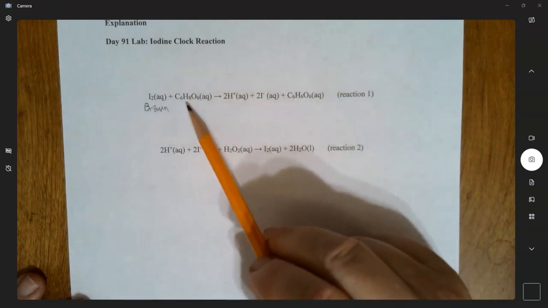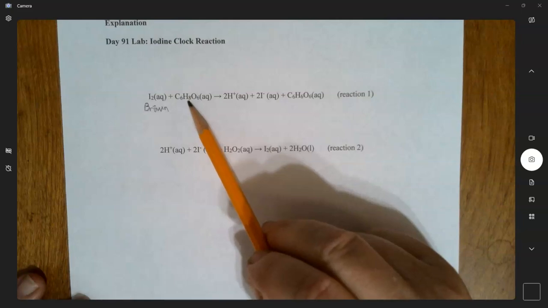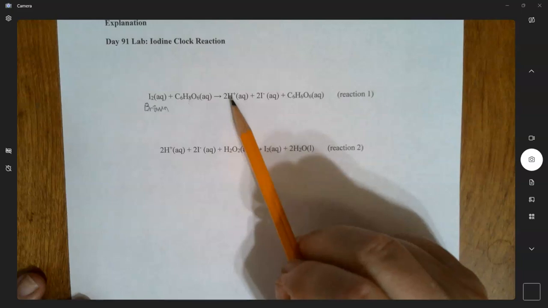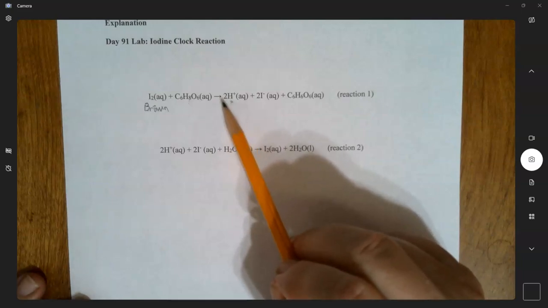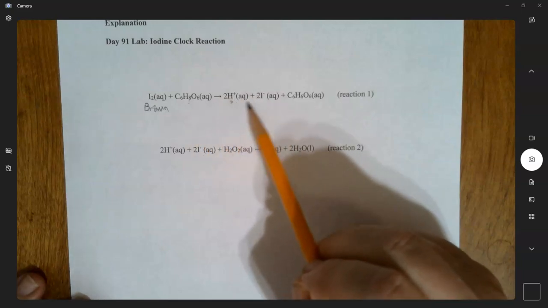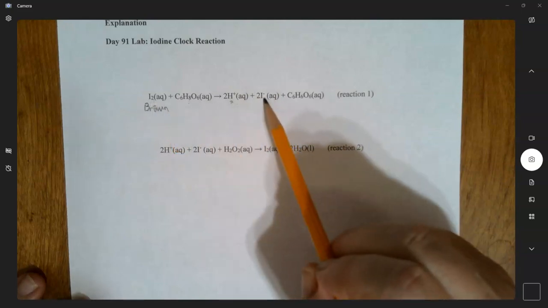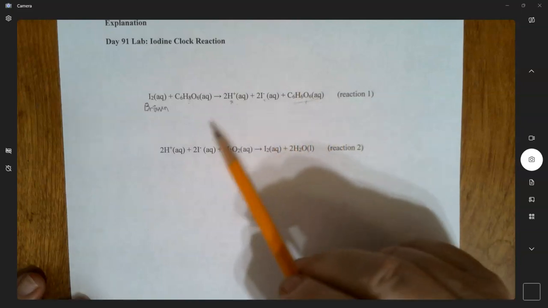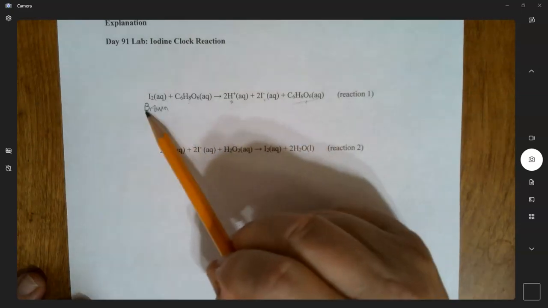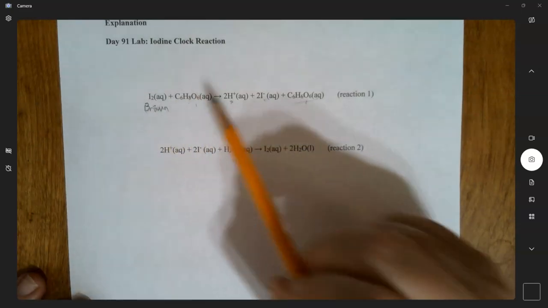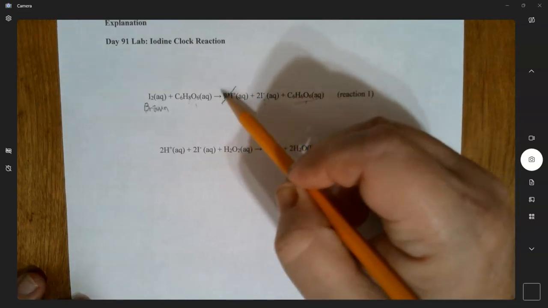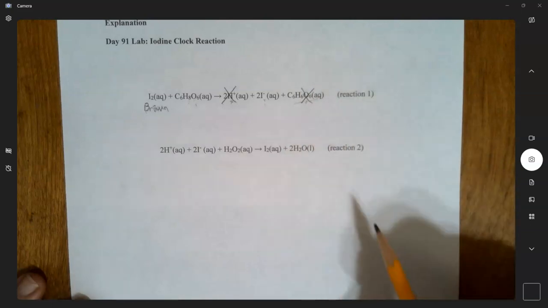And what happens is two of these hydrogens come off to become hydronium ions, and we're going to study those extensively when we get to the acid-base unit. And what that does is it decomposes the iodine into two iodide ions. And then you have a byproduct, which is not important here. So what we're interested in here are the iodine, the ascorbic acid, and the two iodide ions. We're not really interested at this point in these two.